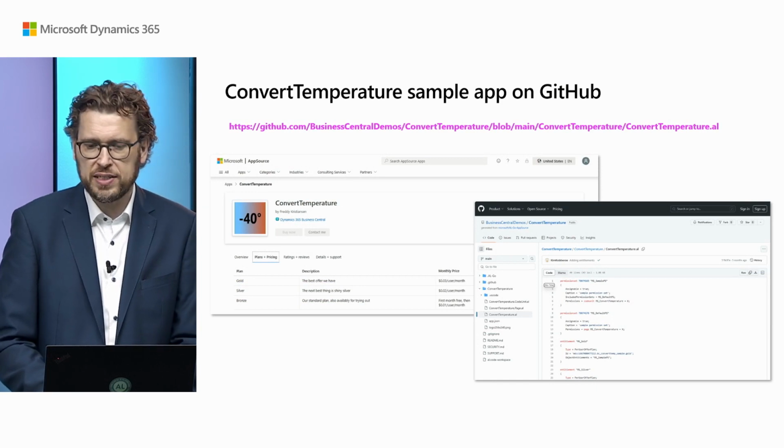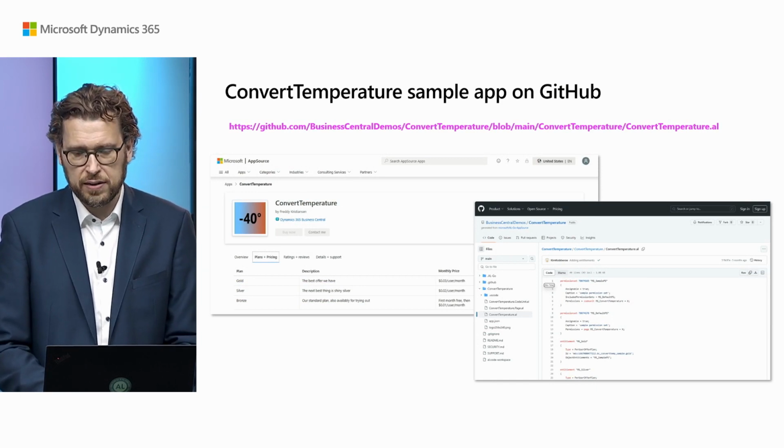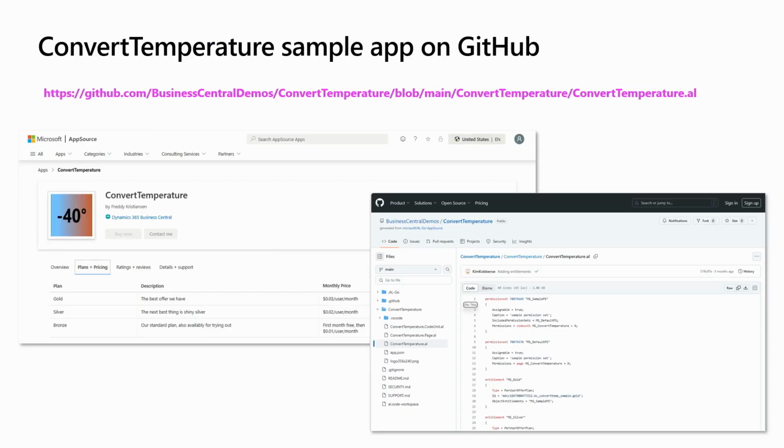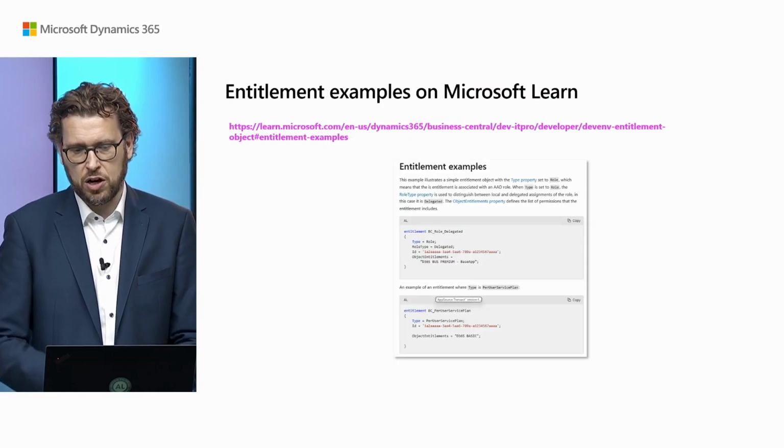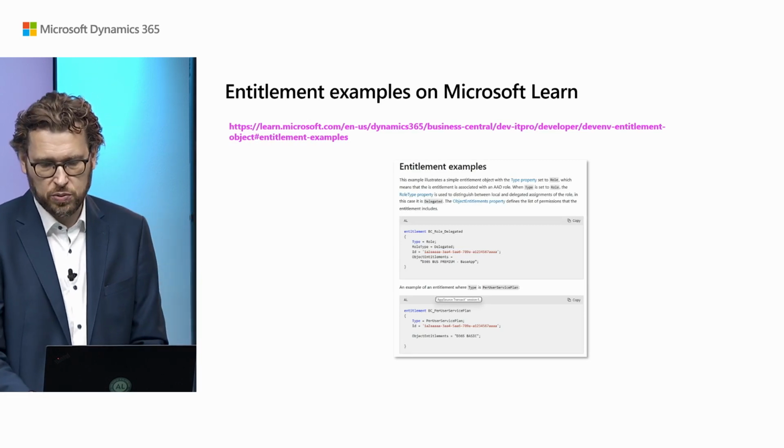As I said, we also have this sample app that you can look at. That's interesting for seeing how we created the entitlements that create the mapping between the licenses that you create in Partner Center for your offer and then the permissions that you then grant in the app in Business Central. And I also added a link here to an updated docs page on these entitlements that you would have to use to map.